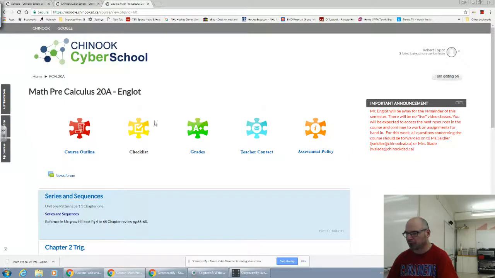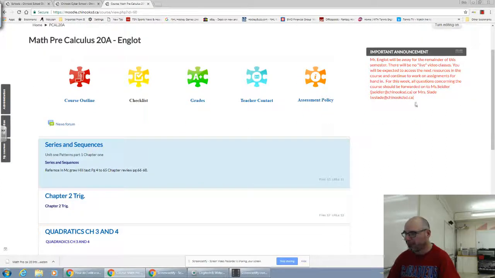All right, so here is the page where we look at math Pre-Cal 20, and here we have some puzzle pieces, and they tell us a little bit about the course and things like that. Don't worry about this announcement. That was from last year when I had my appendix out in January. So that doesn't apply to us this year. That still needs to be removed. I got to delete that.